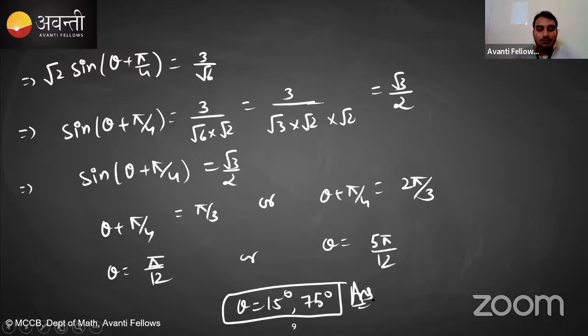The direction of the line was asked. So this is the answer. So the line can be at 15 degrees with the positive axis or at 75 degrees with the positive axis. Is this clear, students? Yes, yes, yes.